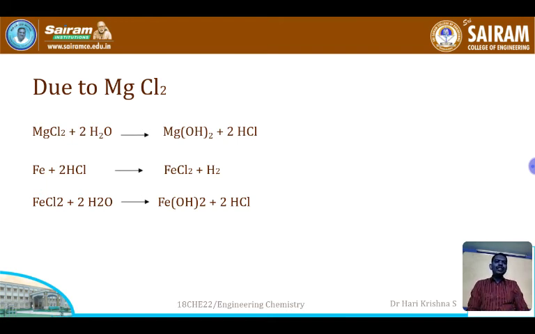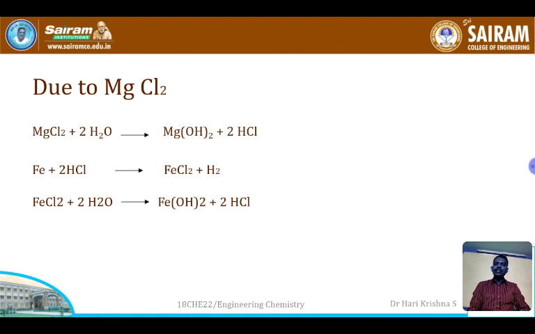Hydrogen, we are least bothered about. But this ferrous chloride is highly unstable. In presence of water, it gives ferrous hydroxide. Once ferrous hydroxide is formed, in presence of dissolved oxygen, what will happen? Ferrous hydroxide will form rust. That is the second part. But here, in the last reaction, HCl is regenerated.